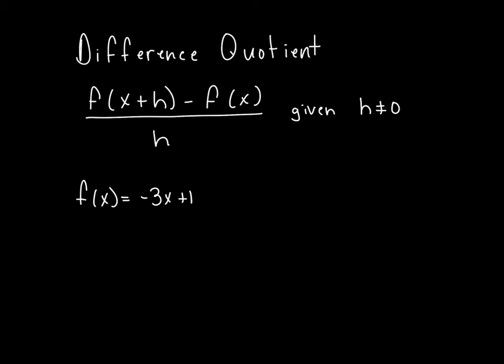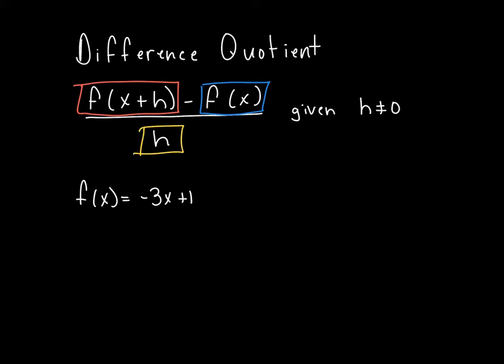So this section is all about using the difference quotient. With the difference quotient, we're going to break this up in a couple different parts. We have f of x plus h. Then we are going to subtract the original function. And lastly, we're going to divide it all by h.